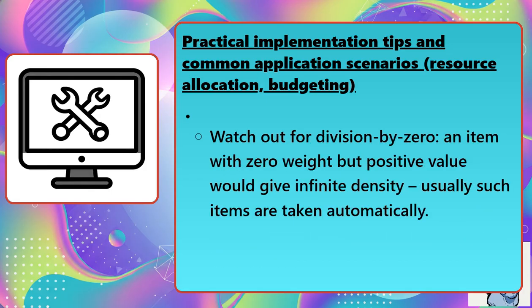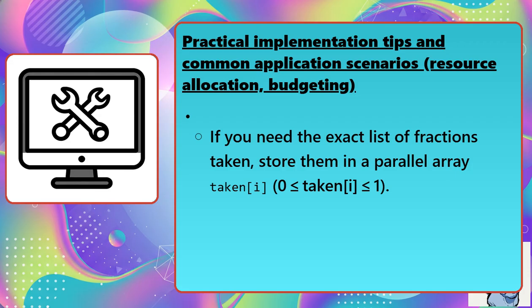An item with 0 weight but positive value would give infinite density. Usually such items are taken automatically. If you need the exact list of fractions taken, store them in a parallel array taken[i], where taken[i] is between 0 and 1 inclusive.